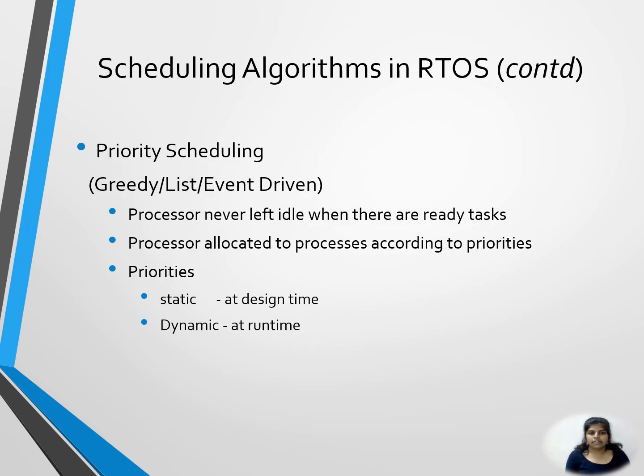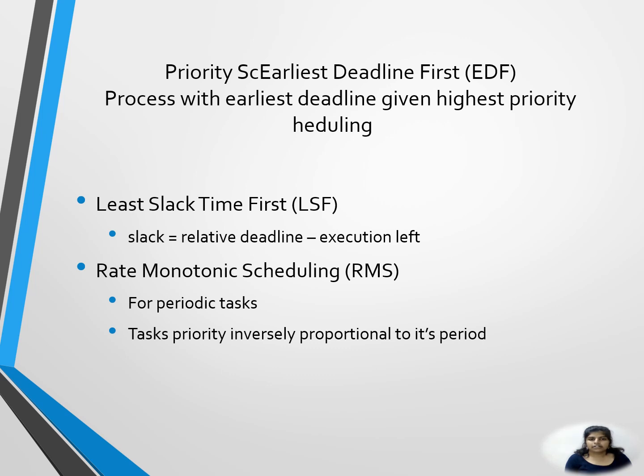Priority scheduling: the processor is never left idle when there are ready tasks. The processor is allocated to processes according to priorities. The priorities are static at design time or dynamic at runtime. Earliest deadline first, known as EDF: the process with the earliest deadline is given the highest priority. Least slack time first: slack equals relative deadline minus execution left. Rate monotonic scheduling, RMS, for periodic tasks: task priority is inversely proportional to its period.